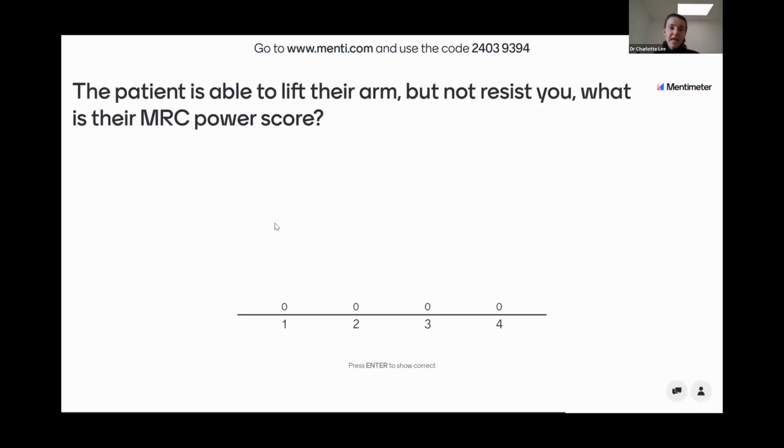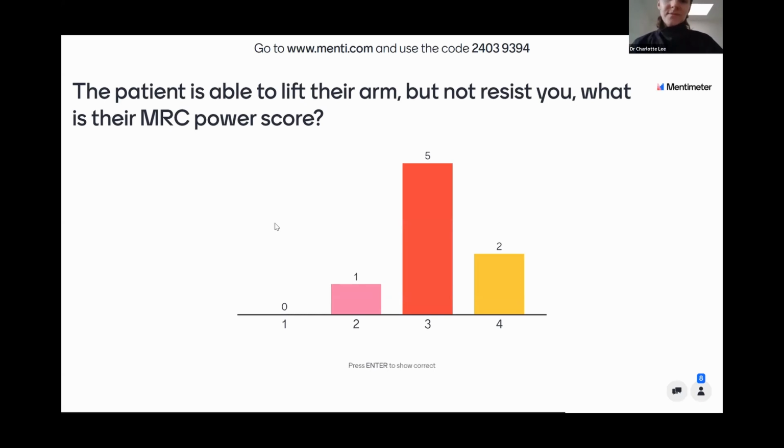So the patient is able to lift their arm, but they can't resist you. What is their MRC power score? So they can lift it up, you ask them to resist, and they can't do that. So most of you are answering 3, which is correct.